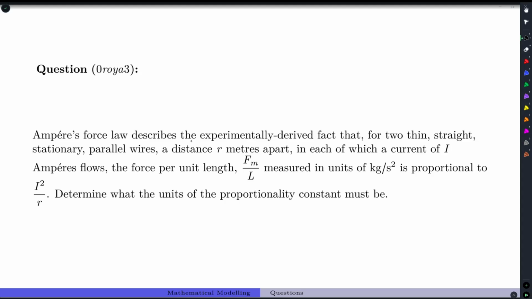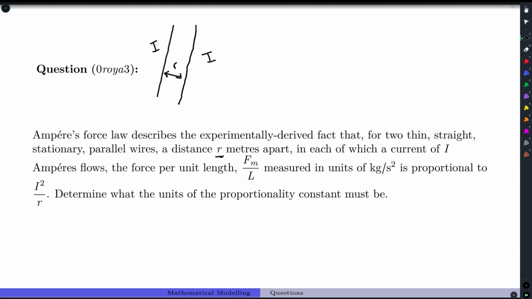Ampere's force law describes the experimentally derived fact that for two thin, straight, stationary parallel wires that are a distance r meters apart. Let me just try and visualize this. So we've got two straight, thin, parallel, stationary wires, a distance r meters apart, in each of which a current of I amperes flows. So I is representing the current there.